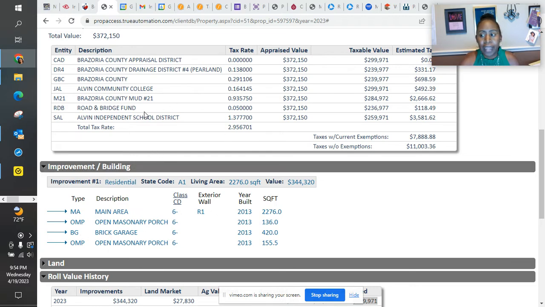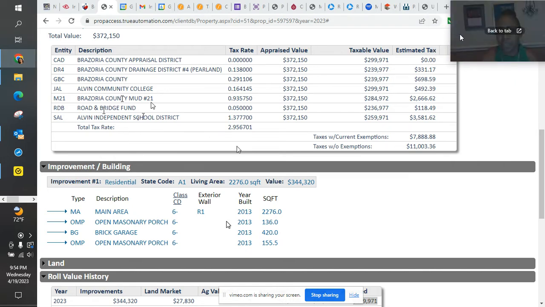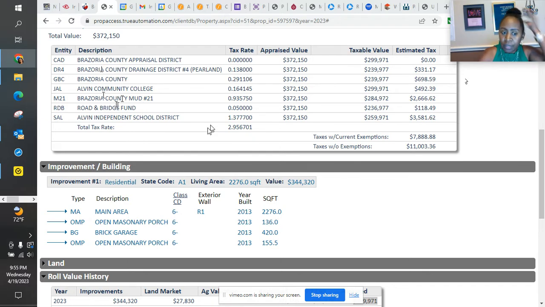So now I've gone ahead and expanded the tab for the taxing jurisdictions so you can see what they are. This particular home pays taxes to several different entities, which yours will as well. So there's the county, the community college, the MUD district, a road and bridge fund, and then the school district. Typically, your MUD and your school taxes are going to be the highest, which is the case here. So this is what this person is actually paying to MUD and school tax.